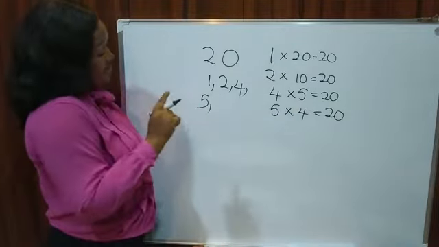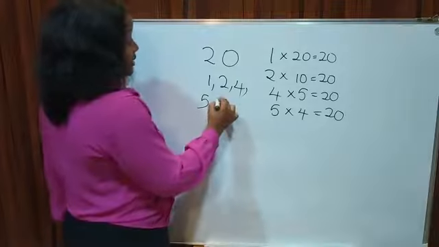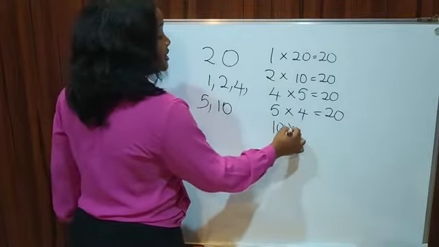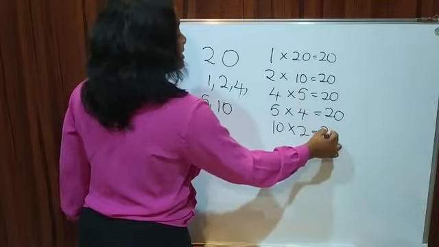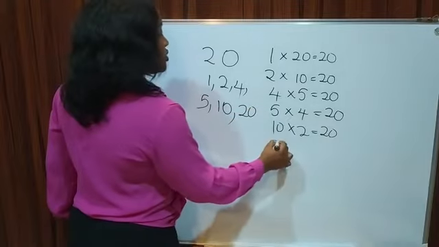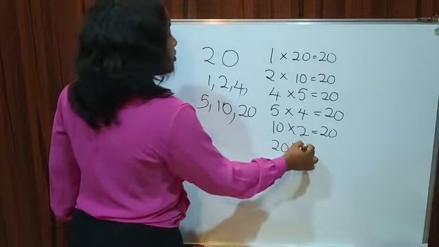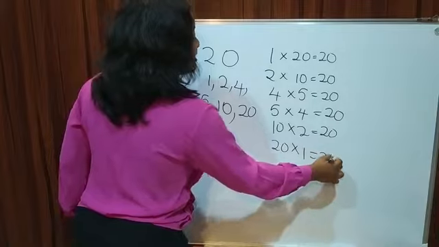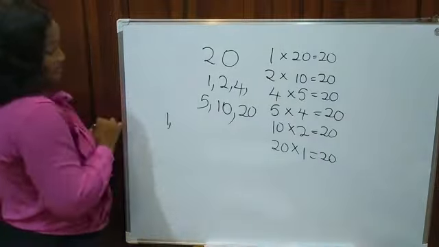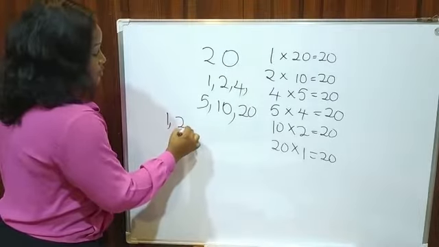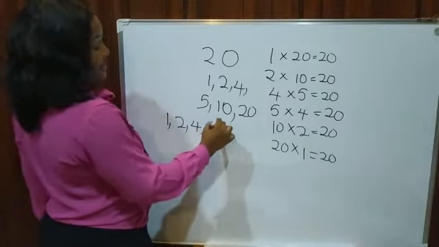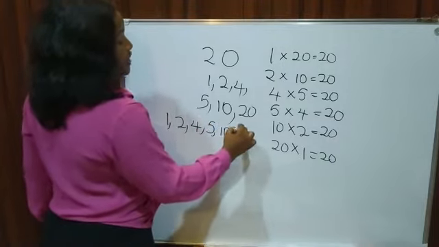6 is not, 7 is not, 8 no, 9 no, then you have 10. And we have 10 times 2 equals 20. And then again you have 20. 20 times 1 equals 20. So the factors of 20 are 1, 2, 4, 5, 10, and 20.